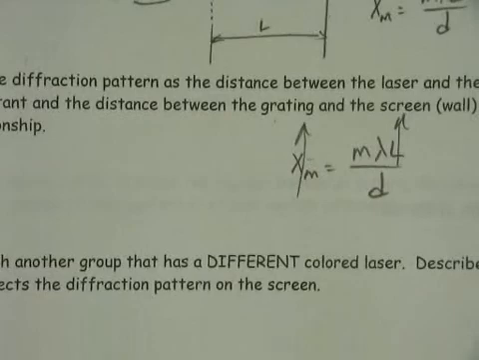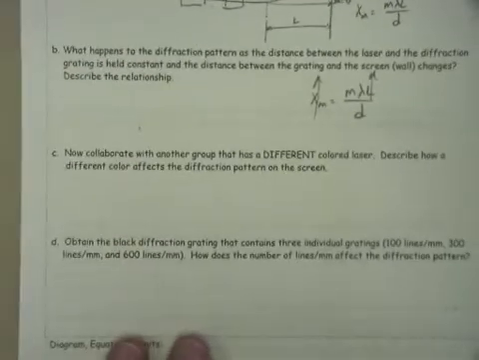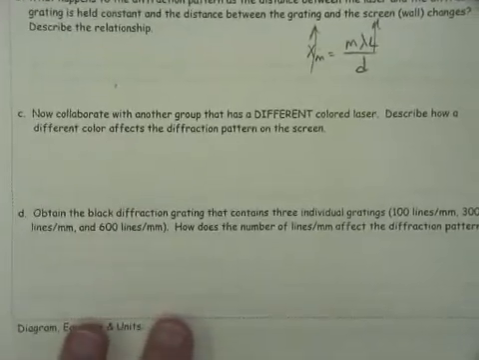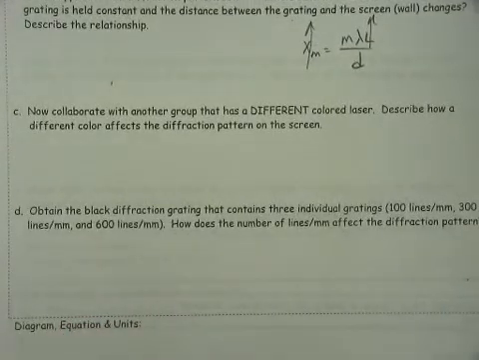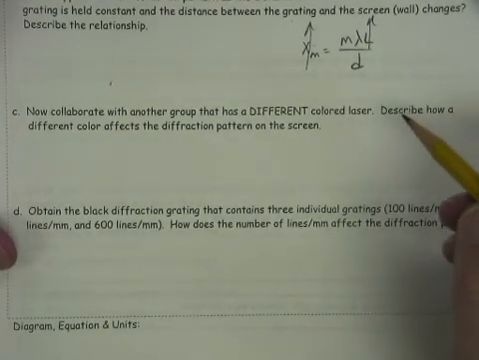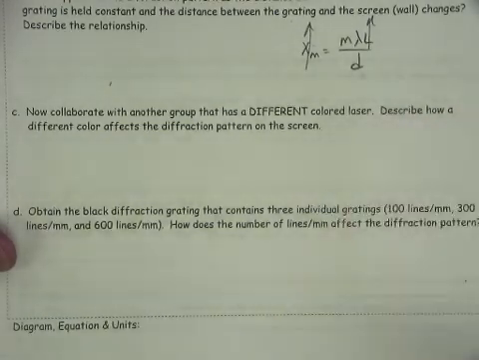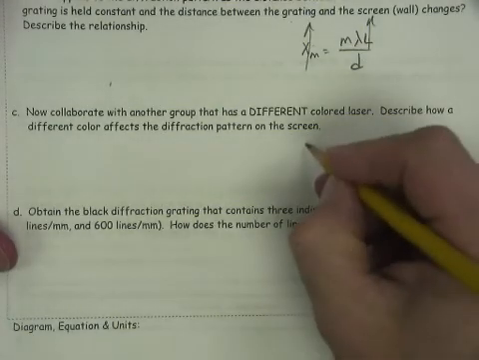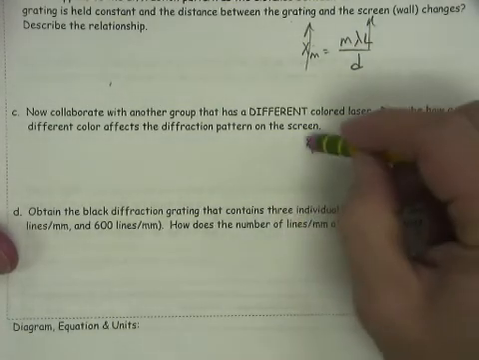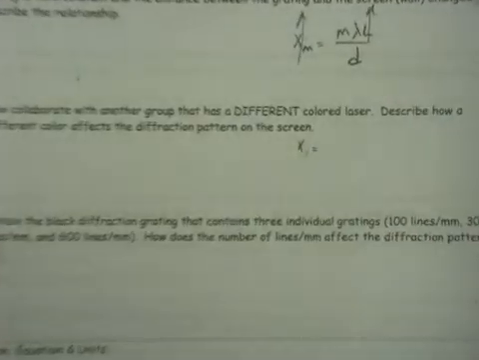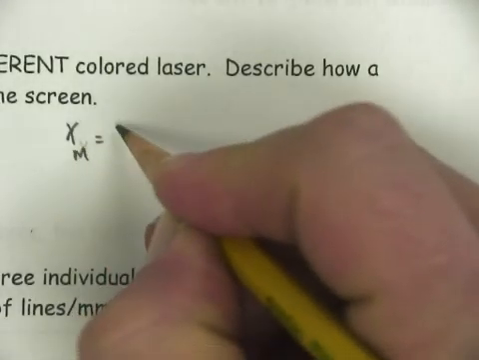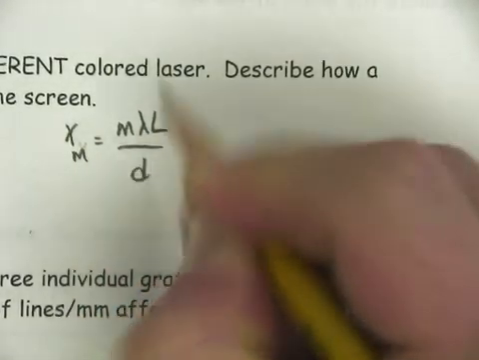Okay, the next one, letter C. It says, now collaborate with another group that has a different colored laser, and describe how a different color affects the diffraction pattern on the screen. Let's see if we can run through that one. We can use either equation to describe this one. Kind of dial this in a little bit so you can see it. So we'll go xm equals m lambda L over d.